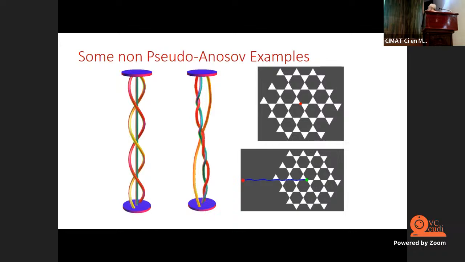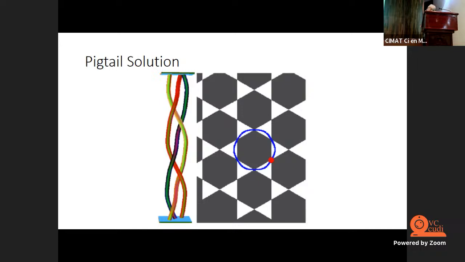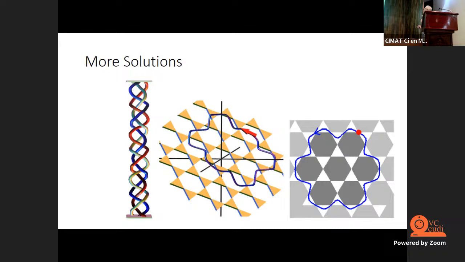Tail solutions like this, and you can get other solutions. Okay, so I just wanted to mention that. It's sort of worked out for the 3 and 4. I don't know what to do when you go higher than 4, unless there's some analog of cross ratios that works for more than 4 points.